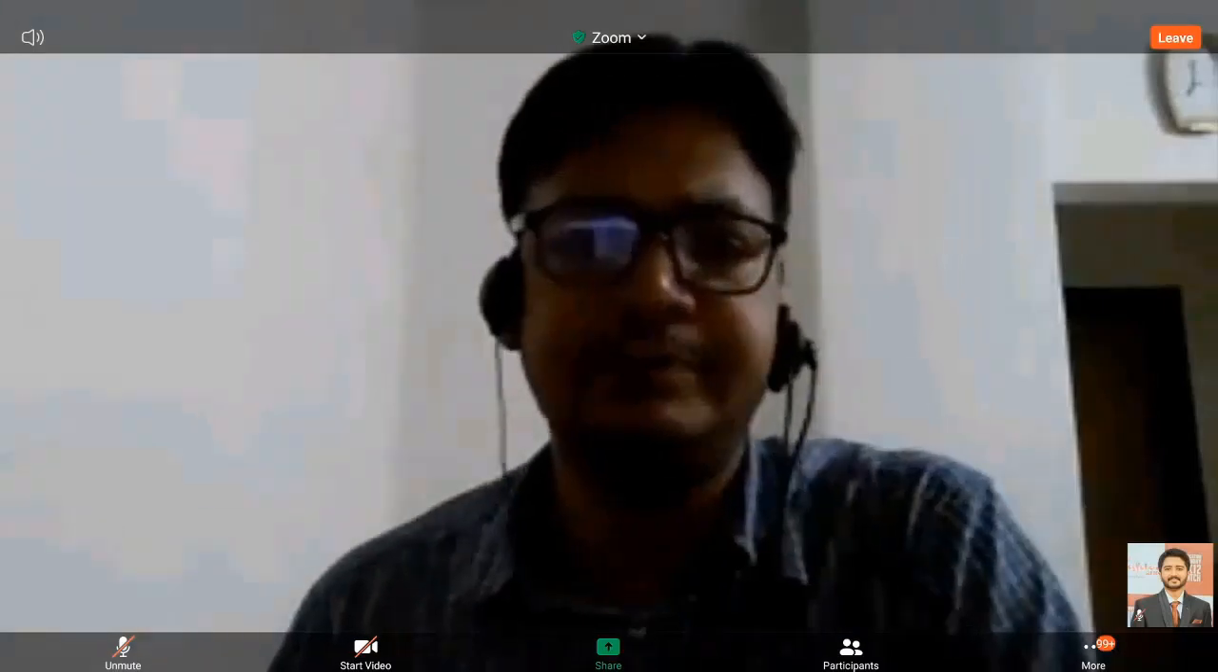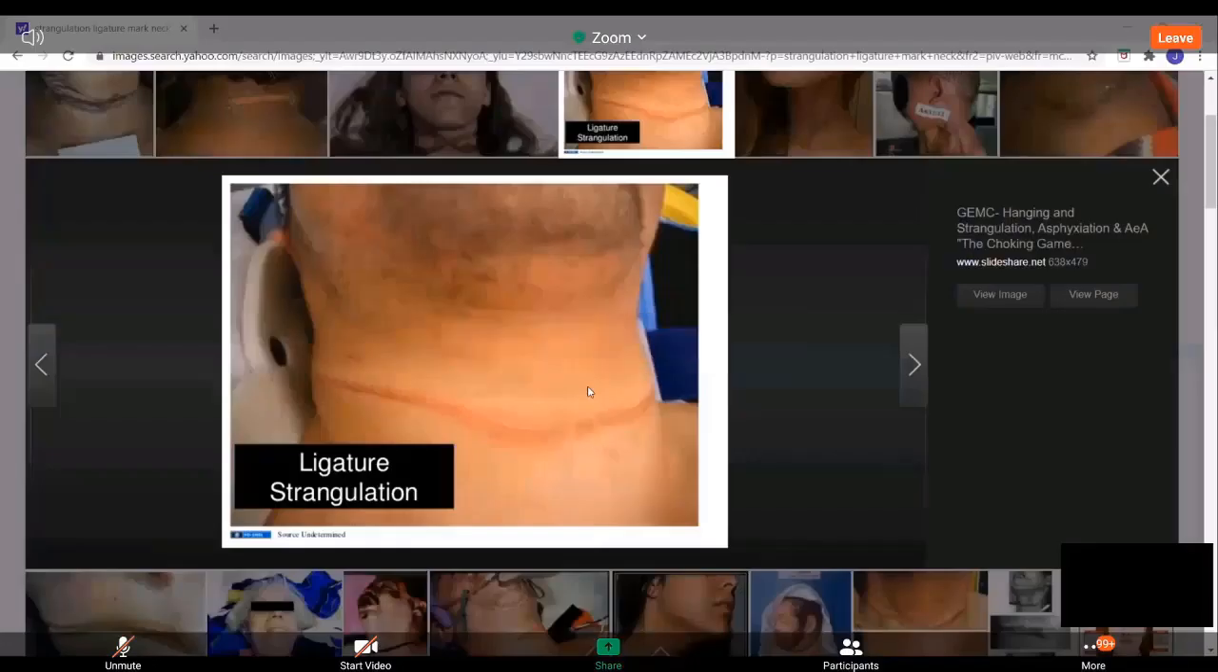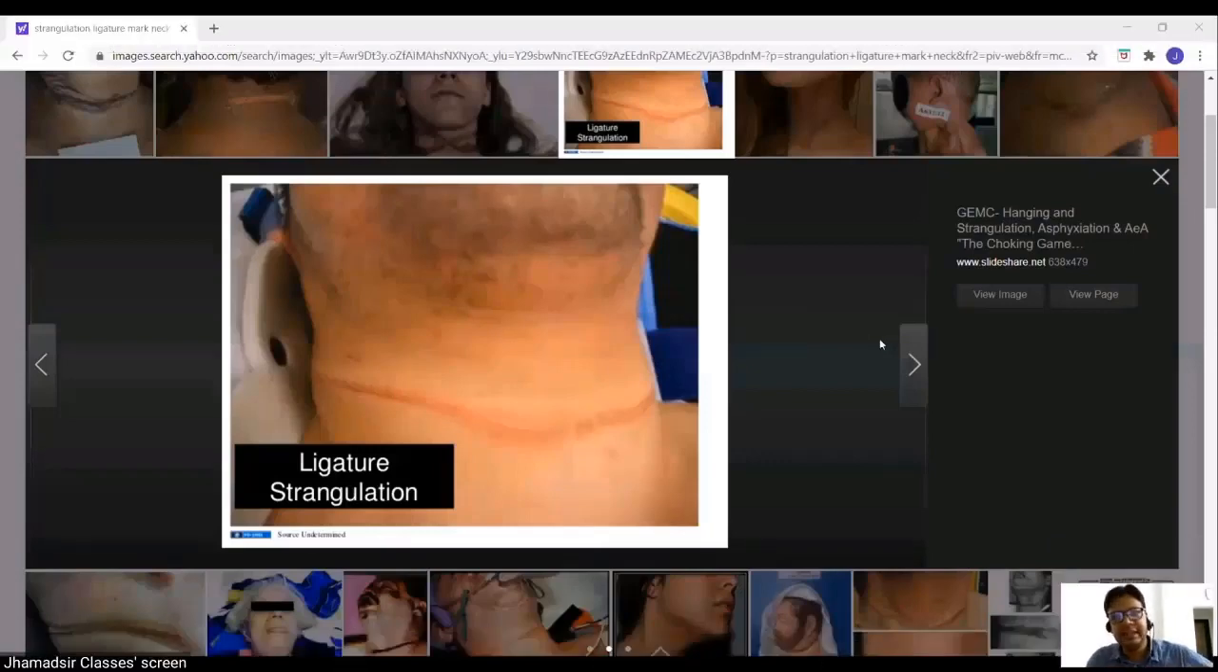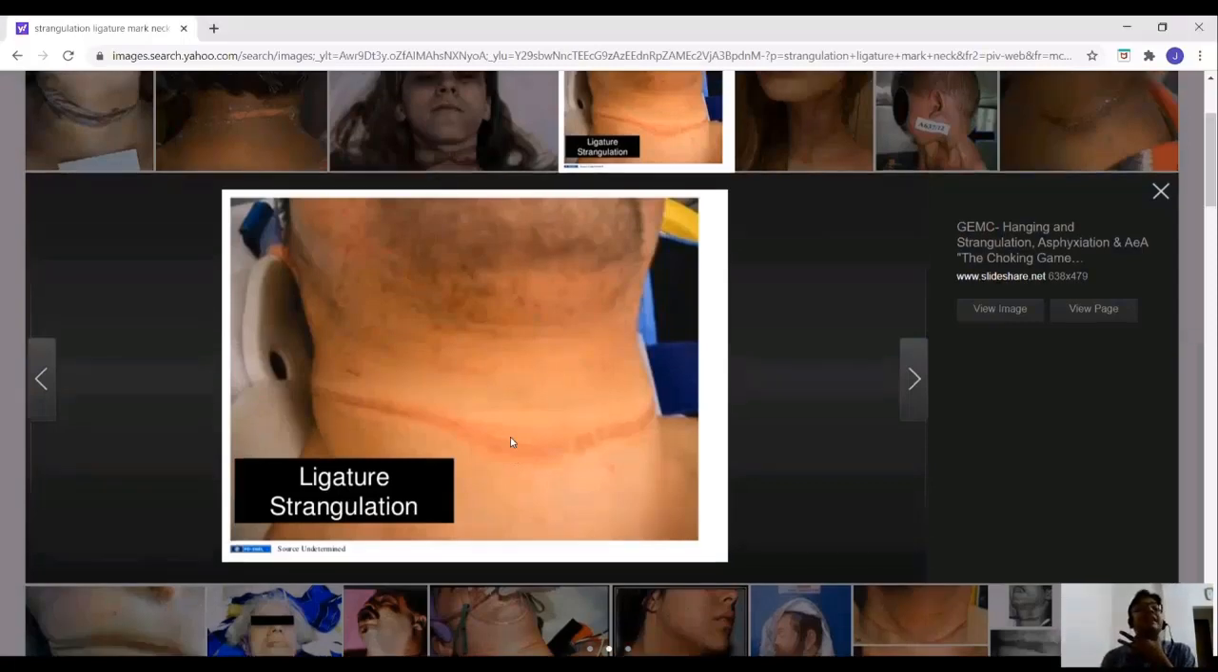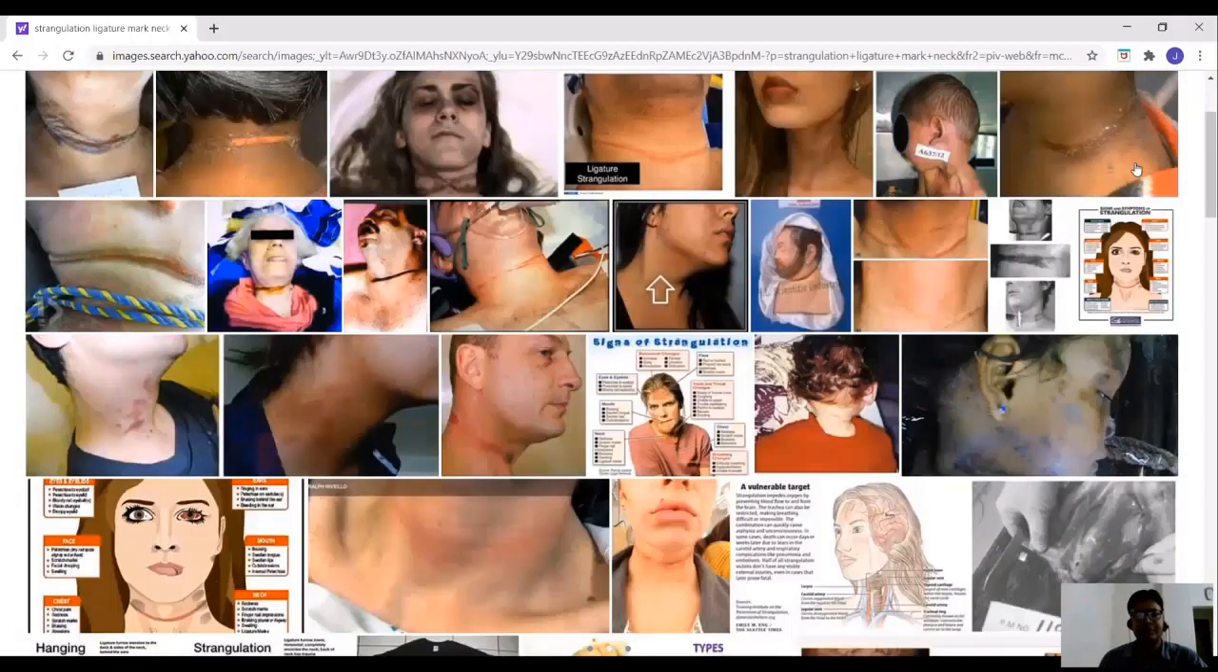See, this is a very important picture. You can get a snapshot of this picture. This is a very simple mark, which is almost transverse. It is not V-shaped, it is a transverse ligature mark. You can see some periligature injury. These are periligature injuries. This is ligature strangulation. Okay, just get this picture.